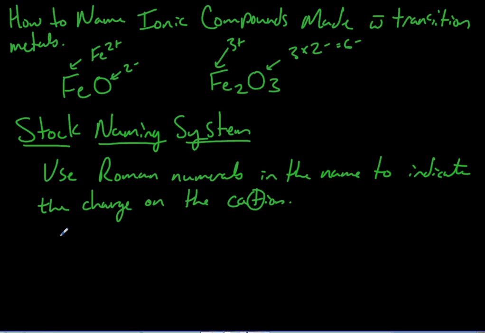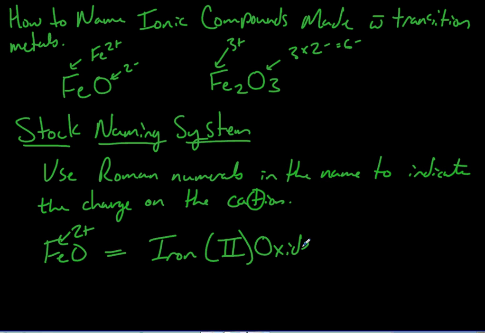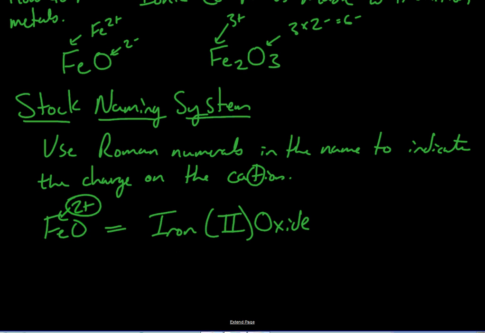Okay? So if I have FeO, and we've already established that that's got a 2+ charge on it, how it gets named is just like this. Iron 2 oxide. Why iron 2? Because there's a +2 charge on it. That's why. Simple as that. Does that make sense? So with that in mind, what's this guy called? Iron 3 oxide. Perfect. Okay.